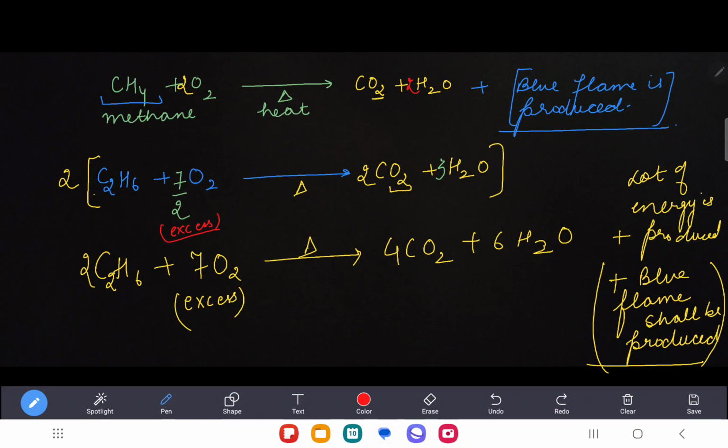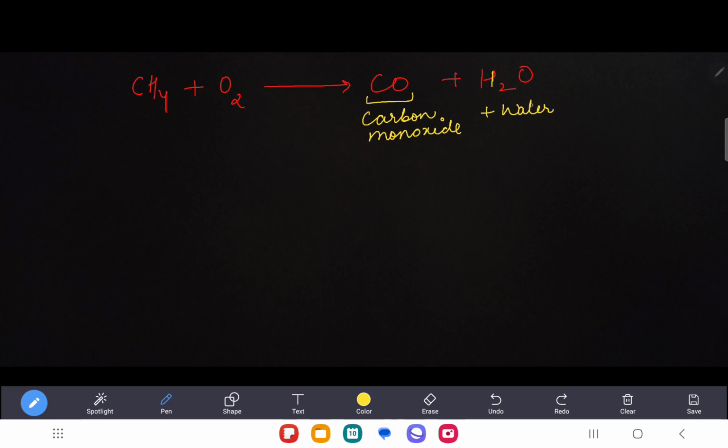Understood or not? Right? And when we have to write down the incomplete combustion, let's suppose we have CH4 and O2. So I'm going to write down CO2 and water. And what would happen then? You tell me. H2O is there, so I'm not going to write down CO2, I'm going to write down CO, carbon monoxide, plus water.